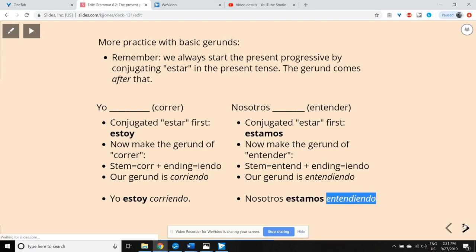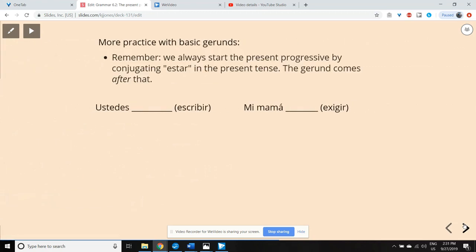Let's look real quick at some IR verbs. Again, we conjugate estar in the present tense first. The gerund comes after. So the first thing we're going to do is conjugate estar to agree with the third person plural subject pronoun ustedes. That's están, which does carry an accent mark.